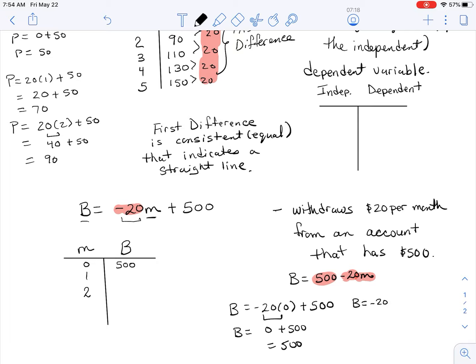Now let's use my equation for 1 month. So I go back to my equation, 1 month. Again, it's not 20 times 1, but minus 20 times 1. So that's going to be minus 20. A nice way to remember that is that you are withdrawing money. So that means I got 480. And let's do one more. Minus 20 times 2 months.